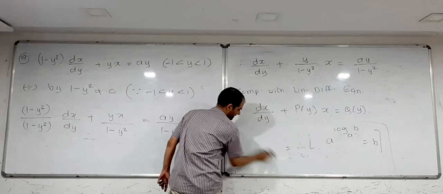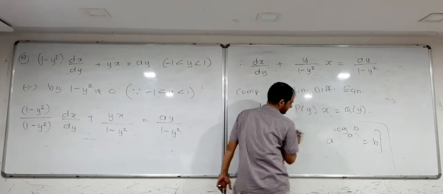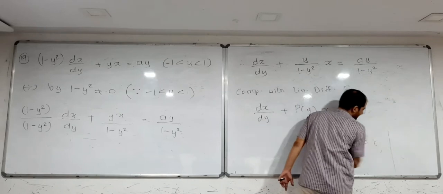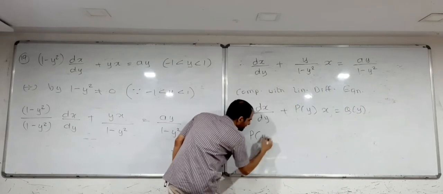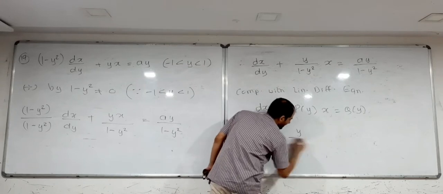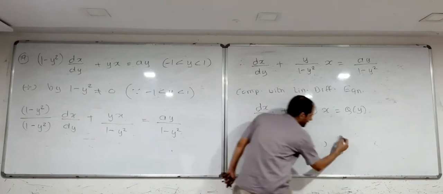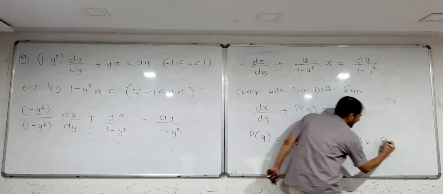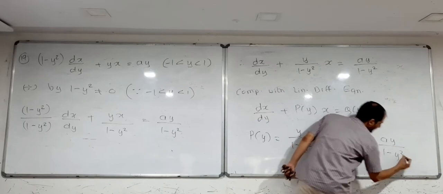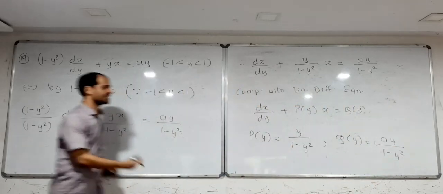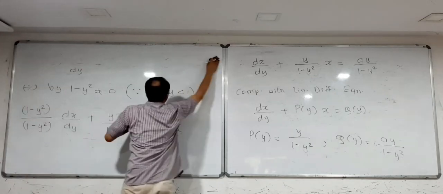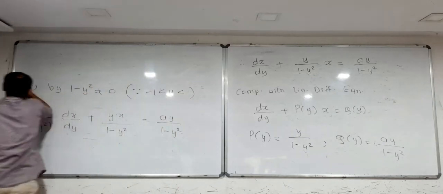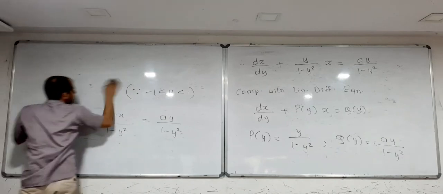Now just tell me, what is p of y? p of y is y upon 1 minus y square. What will q of y be? q of y is ay upon 1 minus y square. Obviously a is a constant. We do not have to find the solution, we have to find the integrating factor. What is the integrating factor?